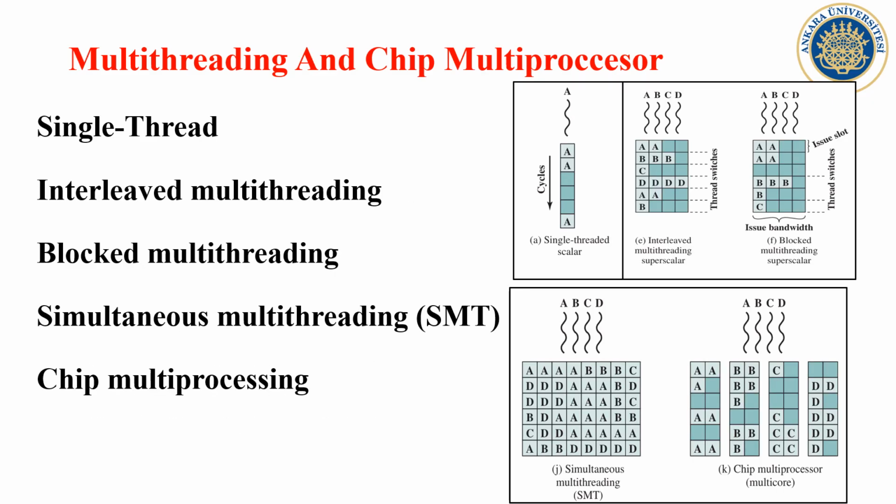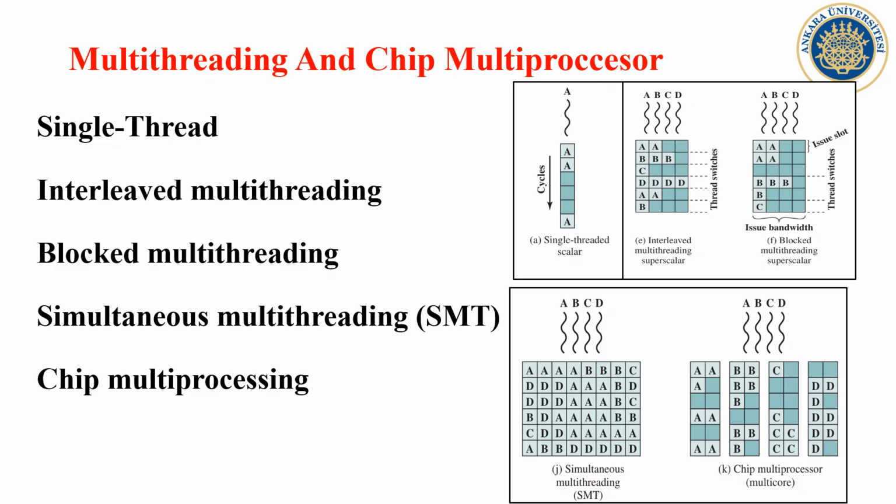In multithreading and chip multiprocessor systems, there are 4 different types of systems. Firstly, single-threaded: the processor runs only one thread at a time, so there is no parallelism. In Figure A, we see an example of single-threaded: if there is a wait, the processor stays idle and there is no parallelism.